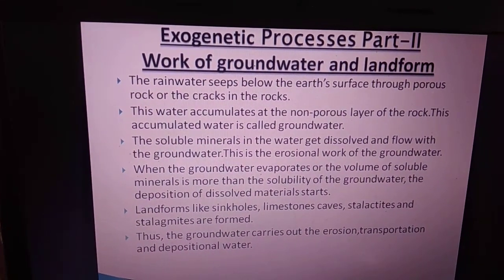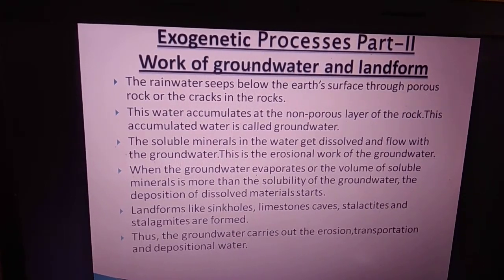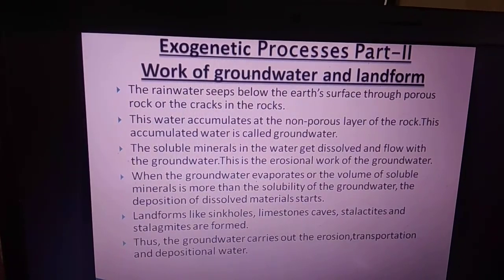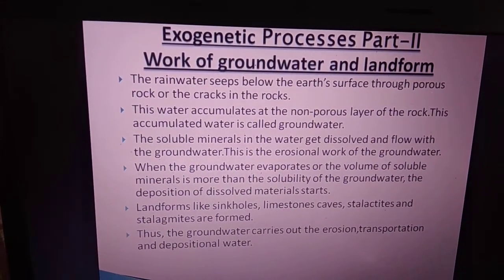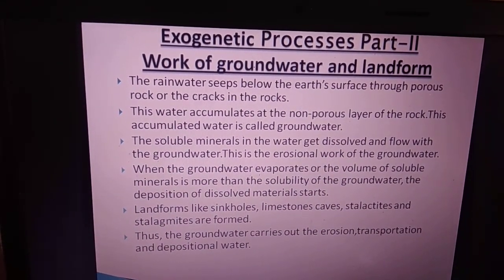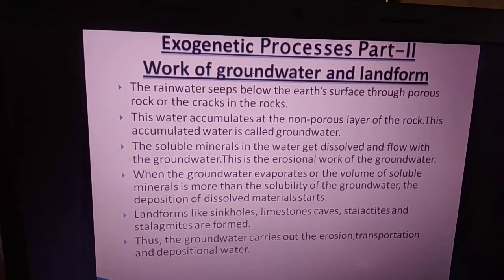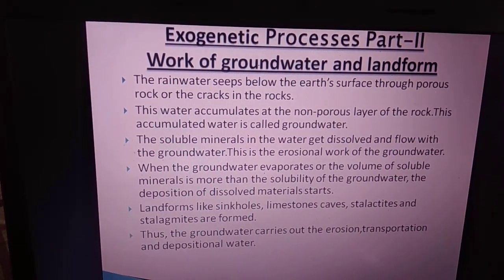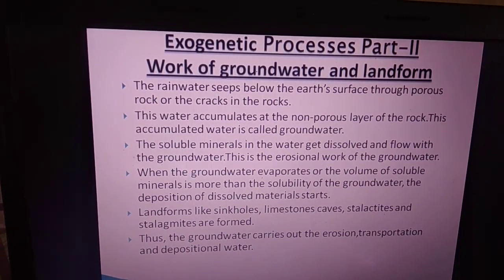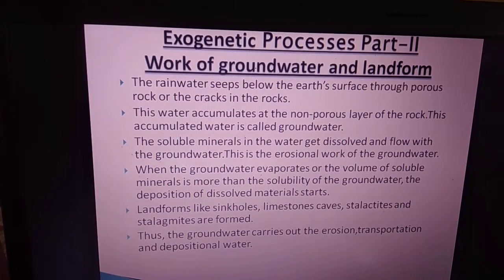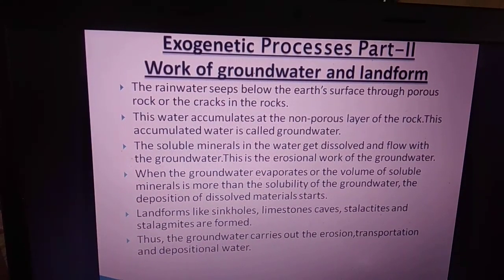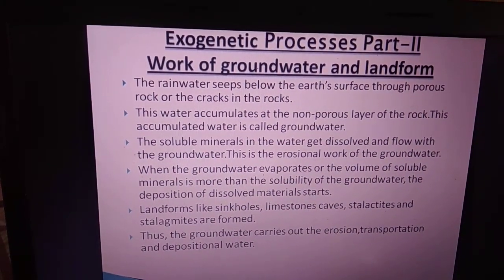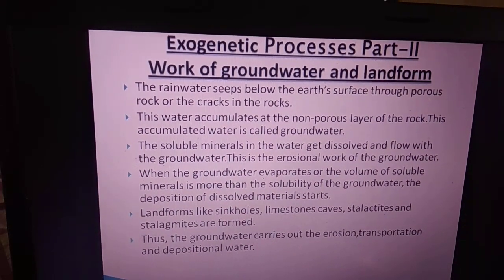The soluble minerals in the water get dissolved and flow with the groundwater because of the erosional work of the groundwater. When the groundwater evaporates or the volume of soluble mineral is more than the solubility of the groundwater, the deposition of dissolved material starts. Landforms like sinkholes, limestone caves, stalactites and stalagmites are formed. The groundwater carries out erosion, transportation and depositional work.